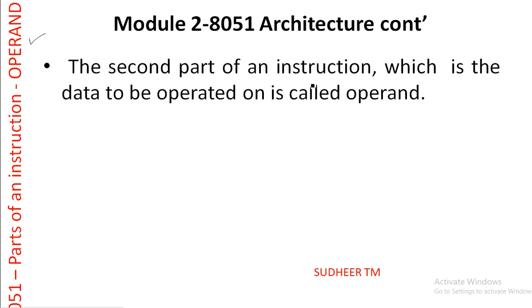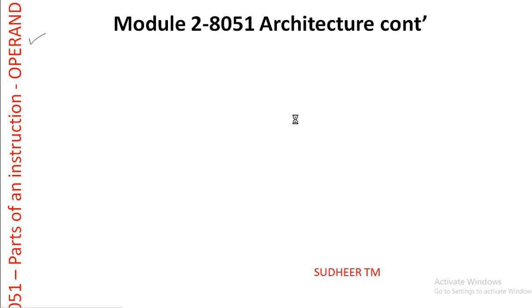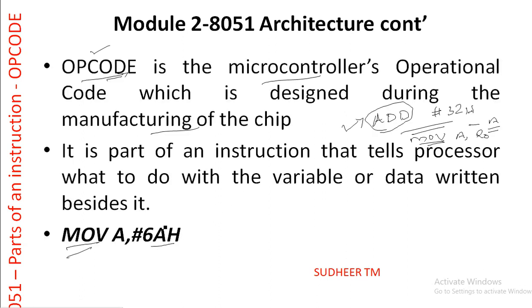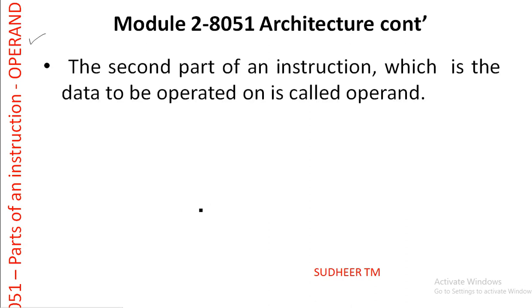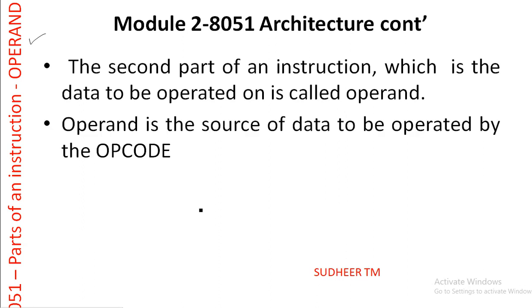The second part of an instruction, which is the data to be operated on, is called the operand. In the previous instruction, the data to move is 6A, which is the second part of the instruction. This is called an operand. The second part of the instruction, which is the data to be operated on according to the opcode, is called an operand. So our instruction consists of both opcode and operand. The operand is the source of data to be operated on by the opcode.